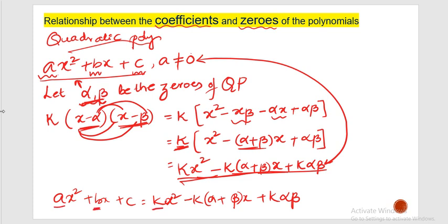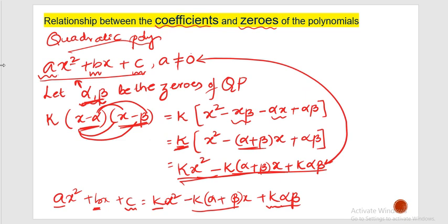This x coefficient should be equal to the x coefficient of the right hand side. The same way, constant should be equal to the constant, right? Now from this comparison, what can I say? A is equal to some k.